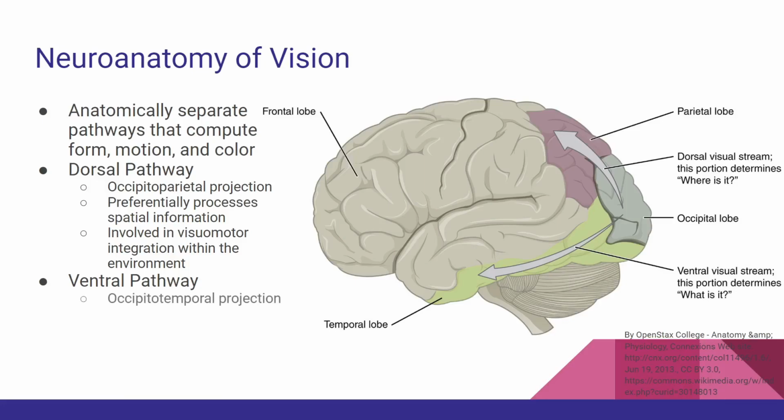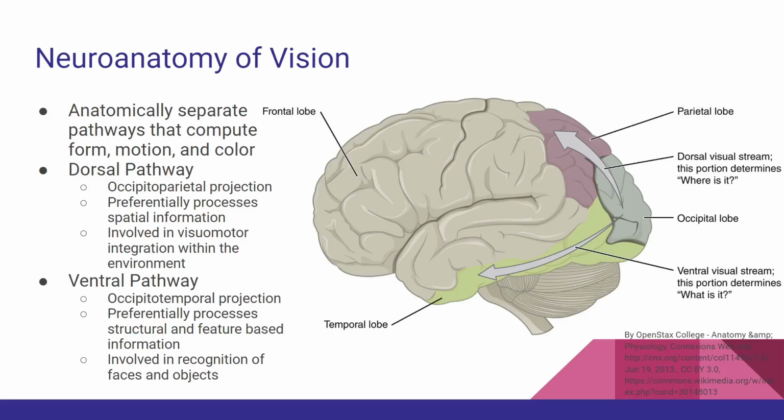The ventral pathway is an occipitotemporal projection, meaning that it starts in the occipital lobe and it projects towards the temporal lobe. And this preferentially processes structural and feature-based information of what you're visually observing. And that's involved in the recognition of faces and objects.